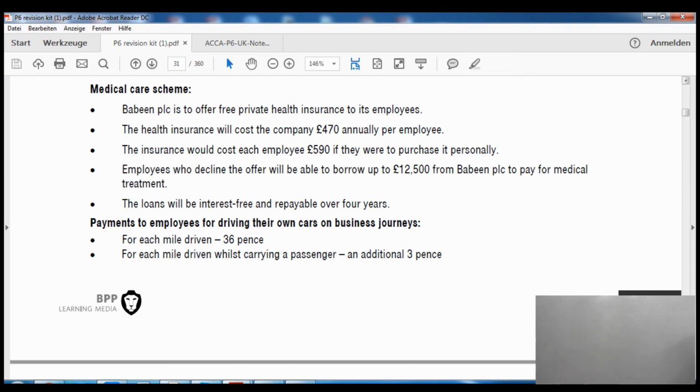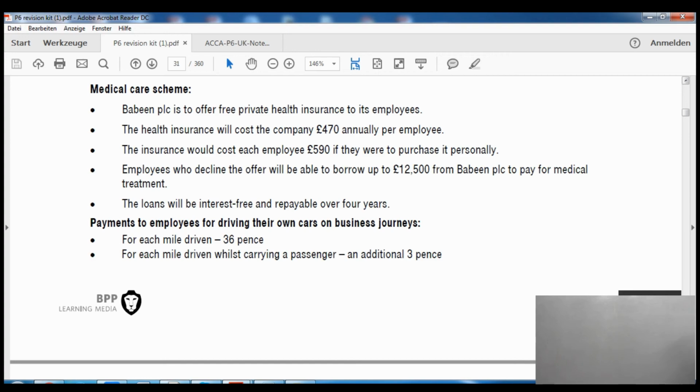Then it says the employee who declined the offer will be able to borrow up to $12,500 from the BPLC for the medical treatment. So they will be able to borrow this amount. So you will have to think about the beneficial loans here. We know that up to £10,000 it is exempt, but after £10,000 we can calculate the interest on that, and we will have to do it in two different ways. One is the average way, another one is the strict way.